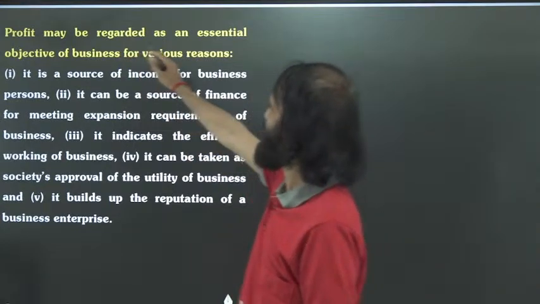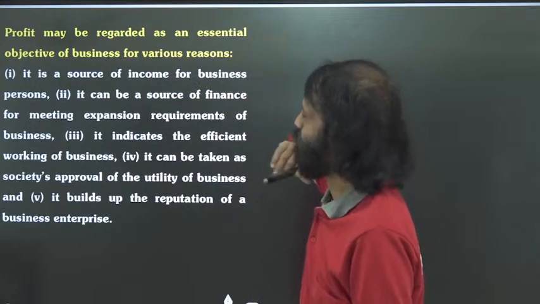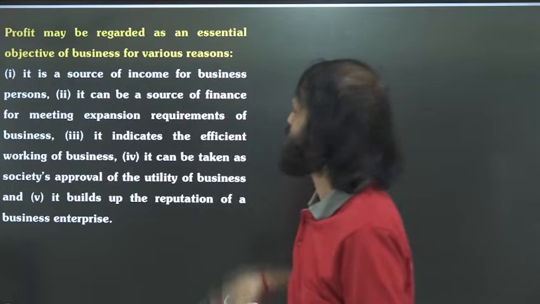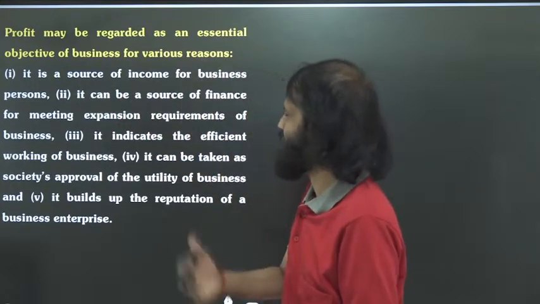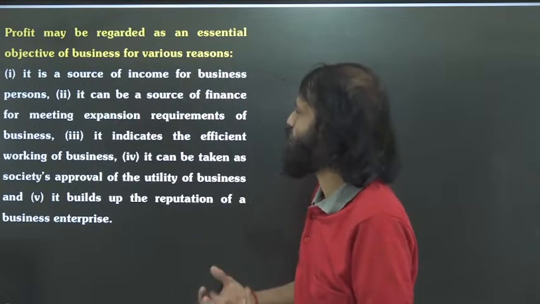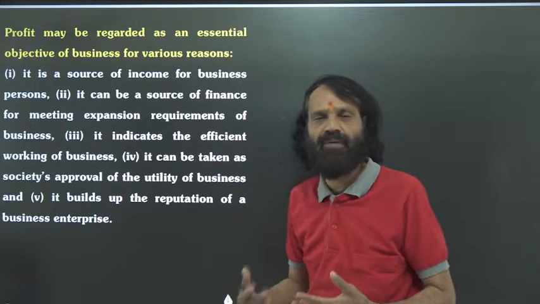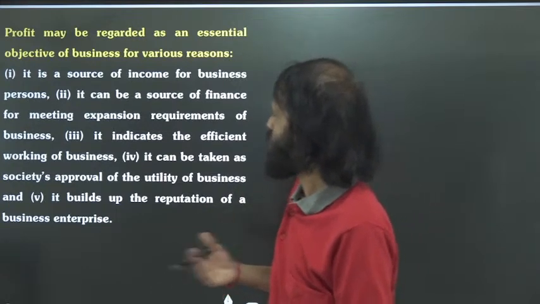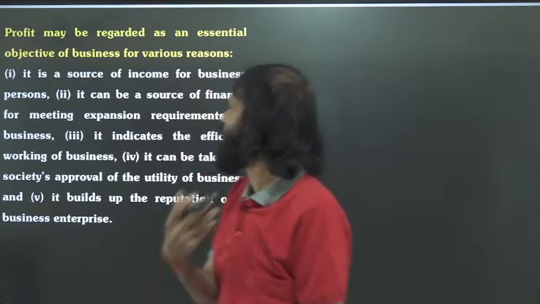Profit may be regarded as an essential objective of business for various reasons. It is a source of income for business persons. They want to make a profit, they want to earn something, they want to run their family, give better education for their children. Okay, so they want to bring changes in their lifestyle. That is why they are doing business.